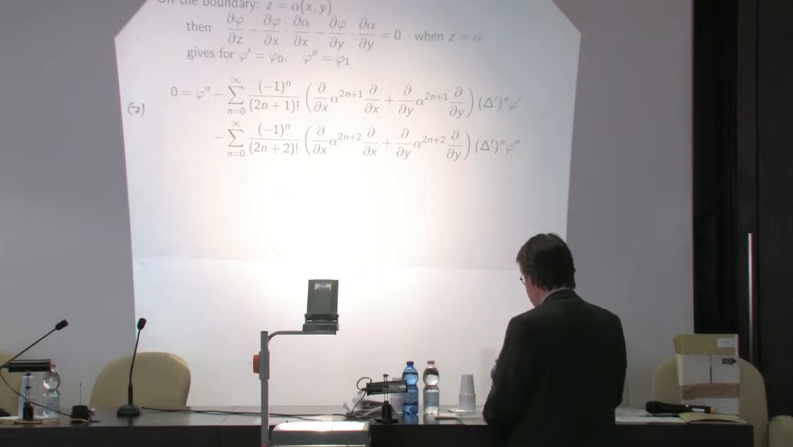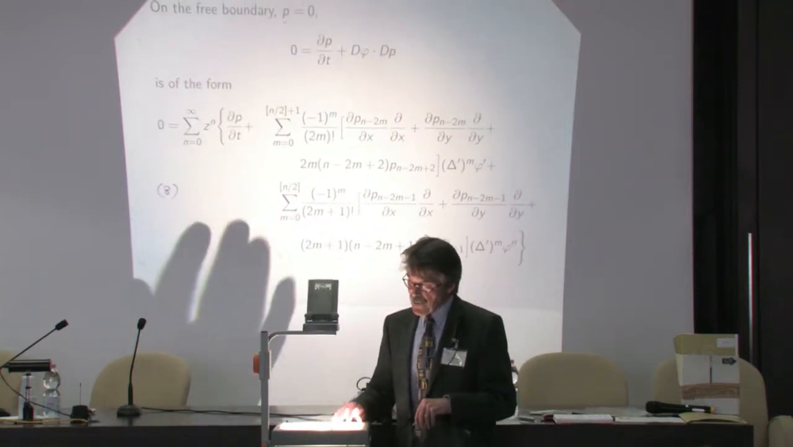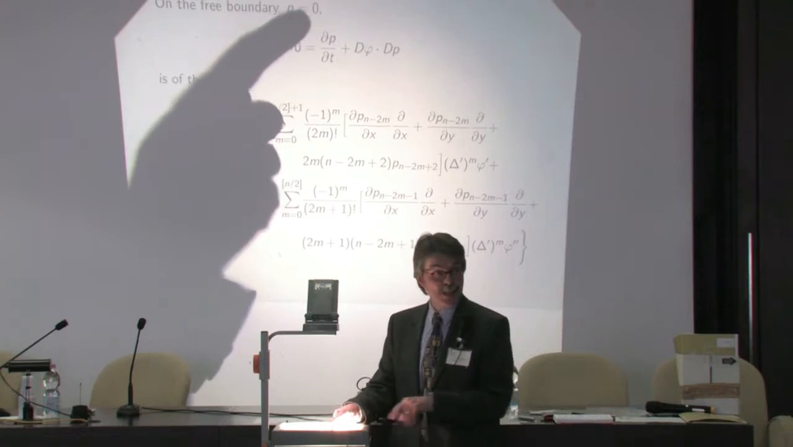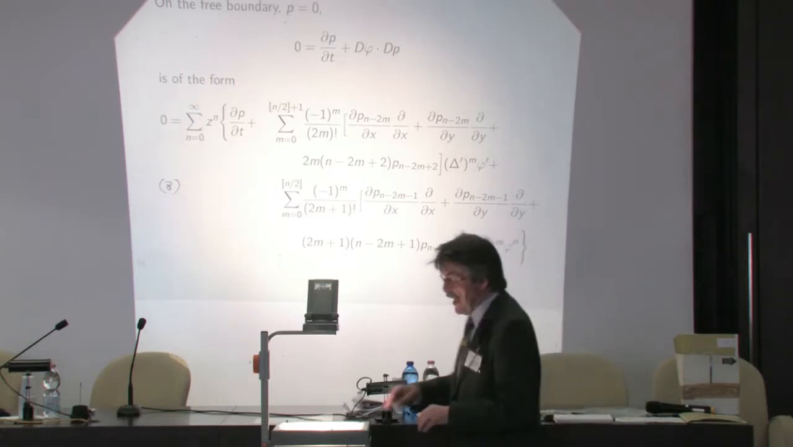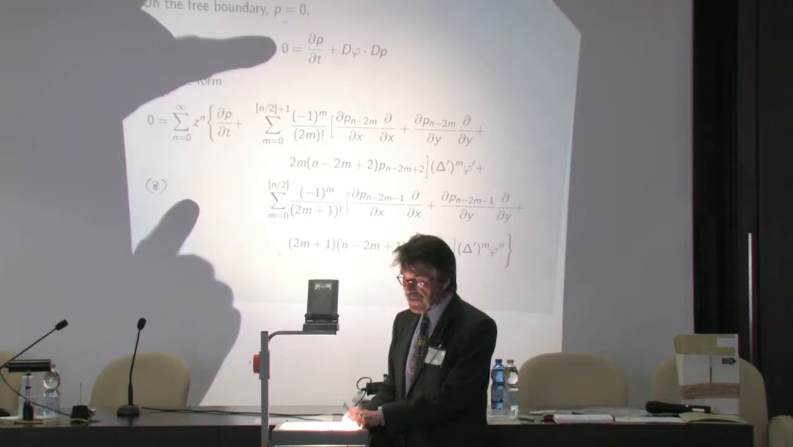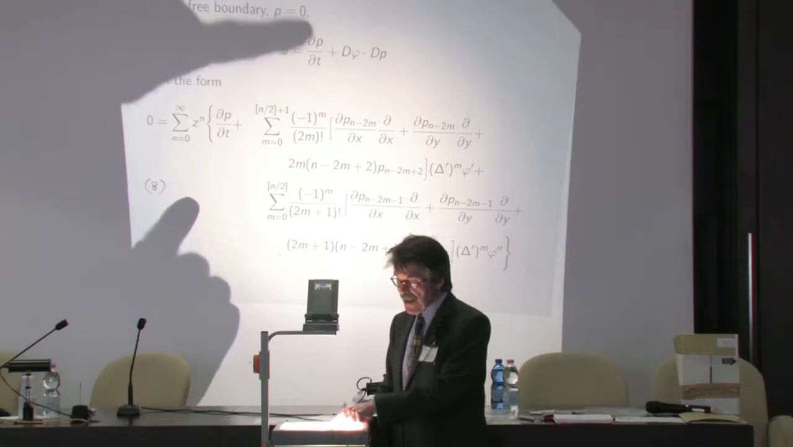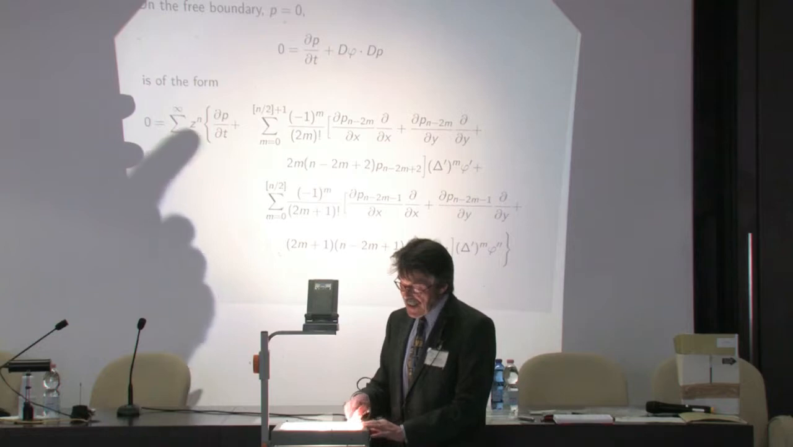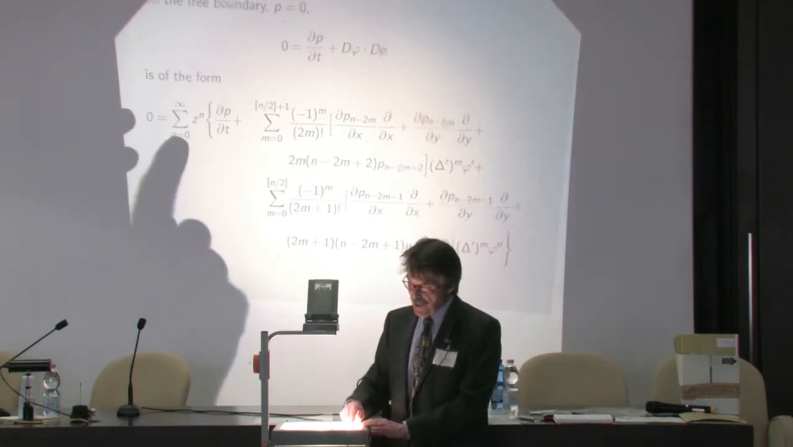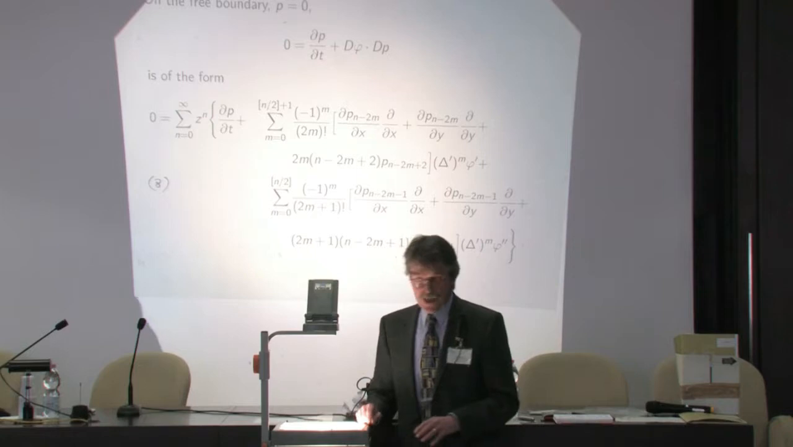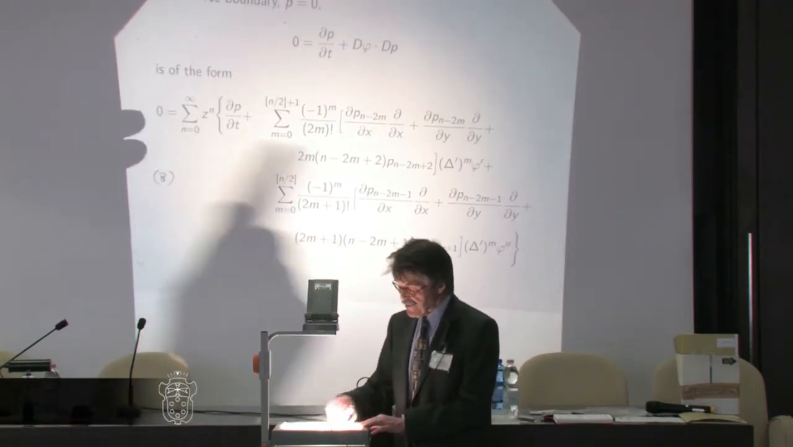The next step which he does is on the free boundary, this is given by p equals zero. We assume that the air above the water has pressure zero. And on the free boundary, you have the other condition, that dp dt plus dv dp is zero. If you plug in everything from the expansions from before, this gives a very long expression. Lagrange always writes the first and the second, and then he leaves it to you to do the other ones, but it's not hard to carry that out.